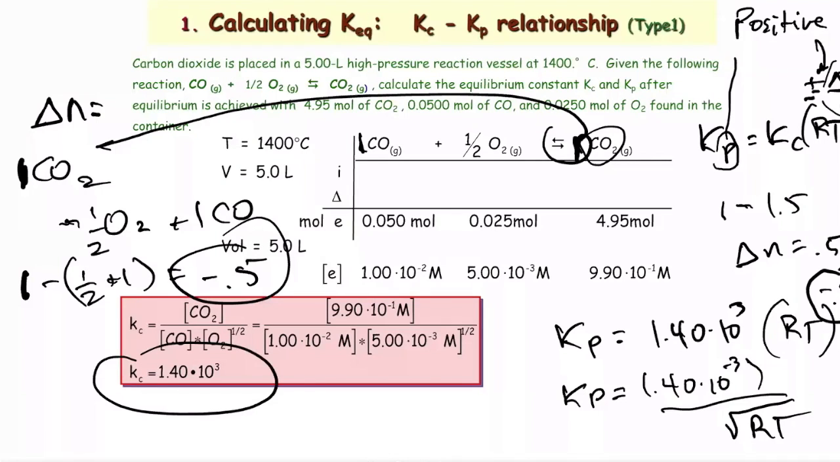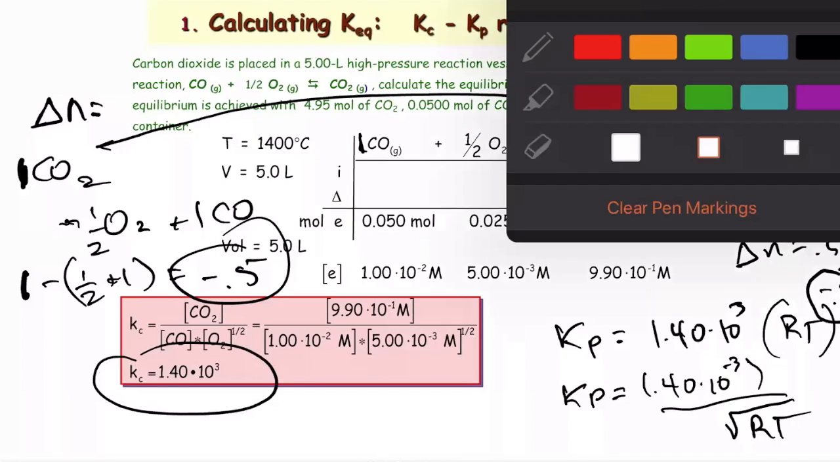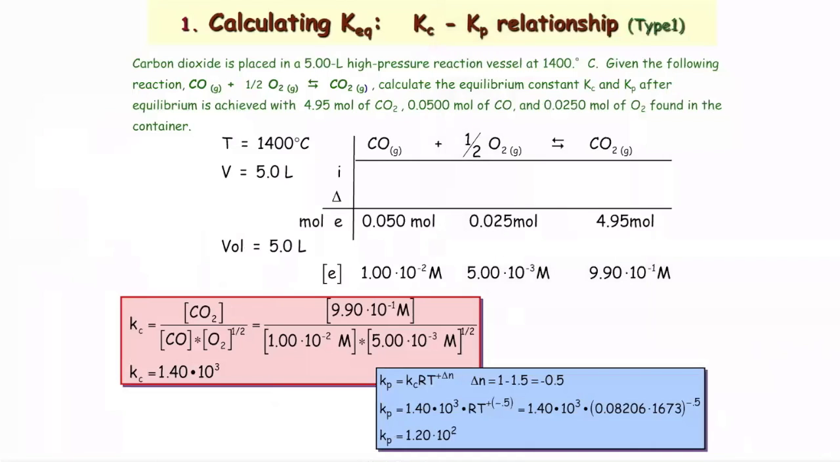So let me just show you that real quick. Let me clear this and show you that relationship. That's that relationship right there. And what we see is that Kp is 1.2 times 10 to the second, so this is nothing more than 120, whereas this is a 1,400. We're sticking with two significant figures, but that's your Kp, and that's your Kc value.